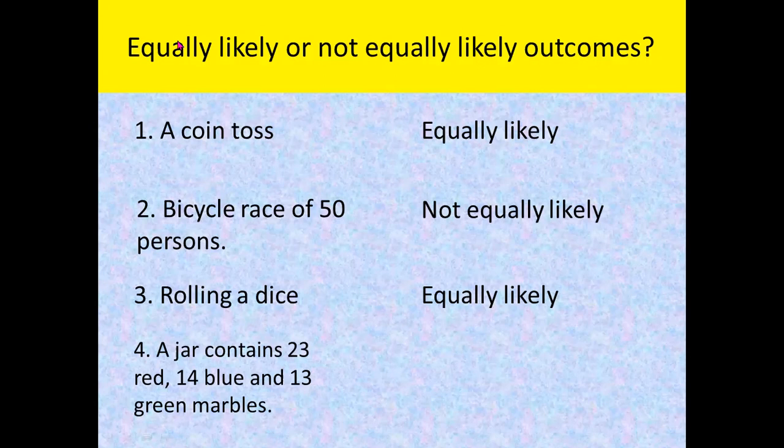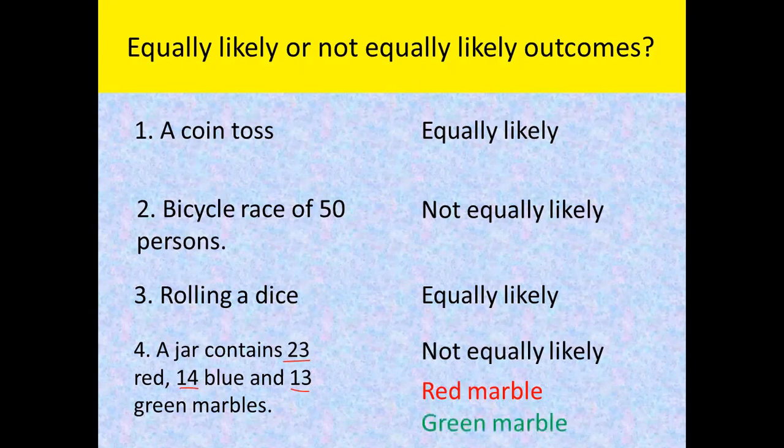Not equally. So it should be not equally. As you look at that one, it is already not equal. Why? Because red is 23, blue is 14, and green is 13. So the chance that you can get the red is higher, because it has many more marbles compared to the others. Of course, the lowest chance will be for the green marble because it has the least number, only 13 compared with 23. So it is a not equally likely outcome.